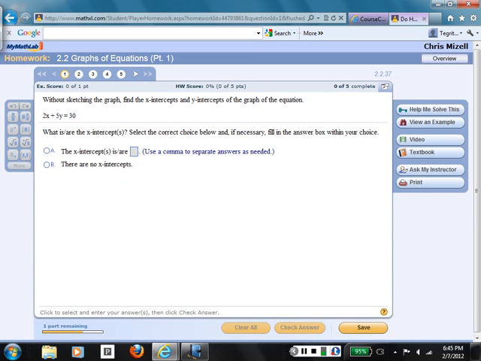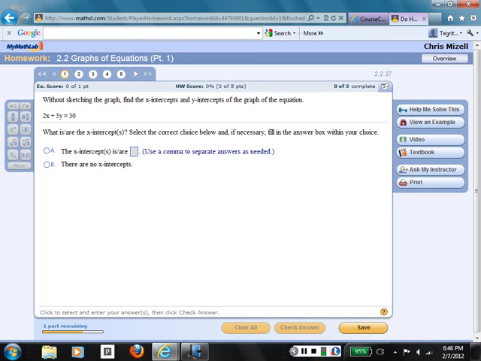2.2 was about a little bit about x and y intercepts. I don't know that I say a great deal about x and y intercepts in the actual videos. The main emphasis is on symmetry and finding x-axis symmetry, y-axis symmetry, or origin symmetry. But the intercepts, we'll go ahead and work through these problems without sketching the graph. Find the x and y intercepts of the graph of the equation.